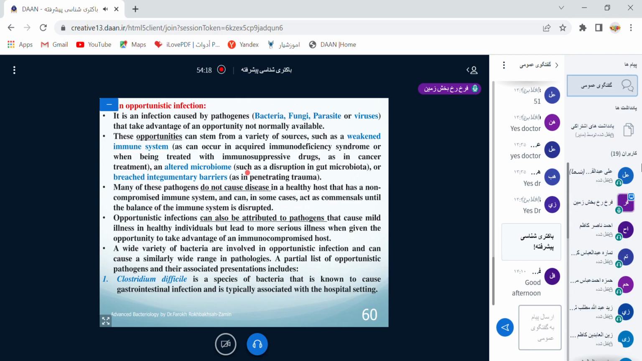And sometimes when you use antibiotics related to one disease, the antibiotics used for the pathogen can kill some of the normal flora of the intestine. So it is an alteration of the microbiome, and alteration of the microbiome helps opportunistic pathogens to show themselves and start some extra infections, some extra problems.